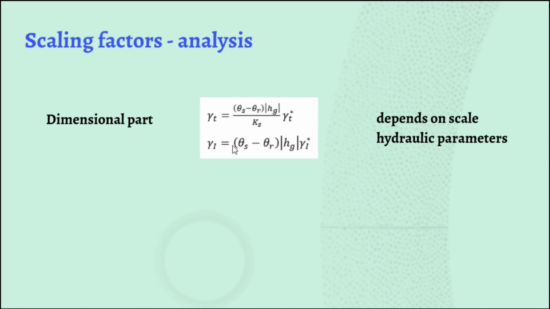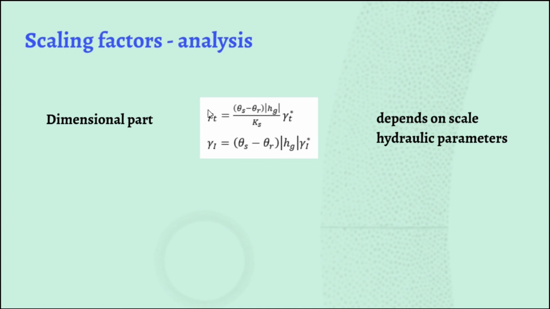For instance, for gamma I, this quantity can be considered as the quantity of water we need to fill the profile over the depth Hg from a very dry initial state to the saturated state. In fact, for Green and Ampt soil, it will correspond exactly to the quantity of water above the groundwater, between soil surface and the groundwater. So this will be considered as a characteristic infiltration, in fact, and it has the unit of a length.